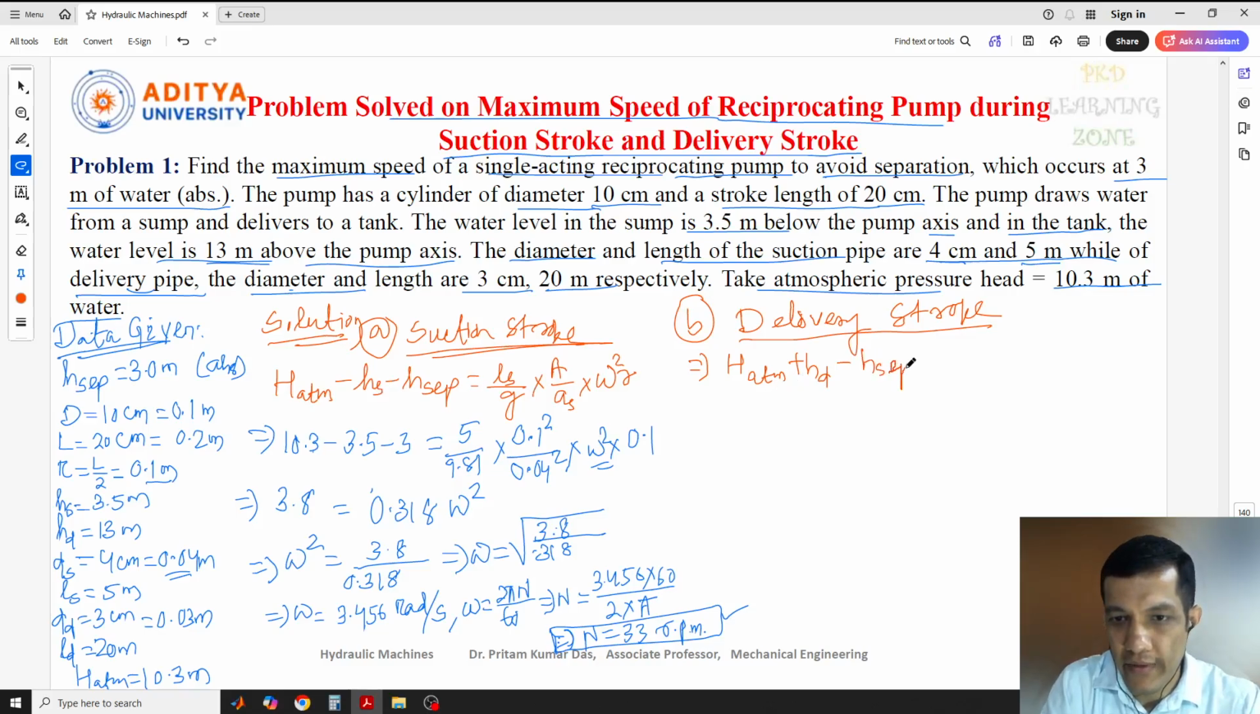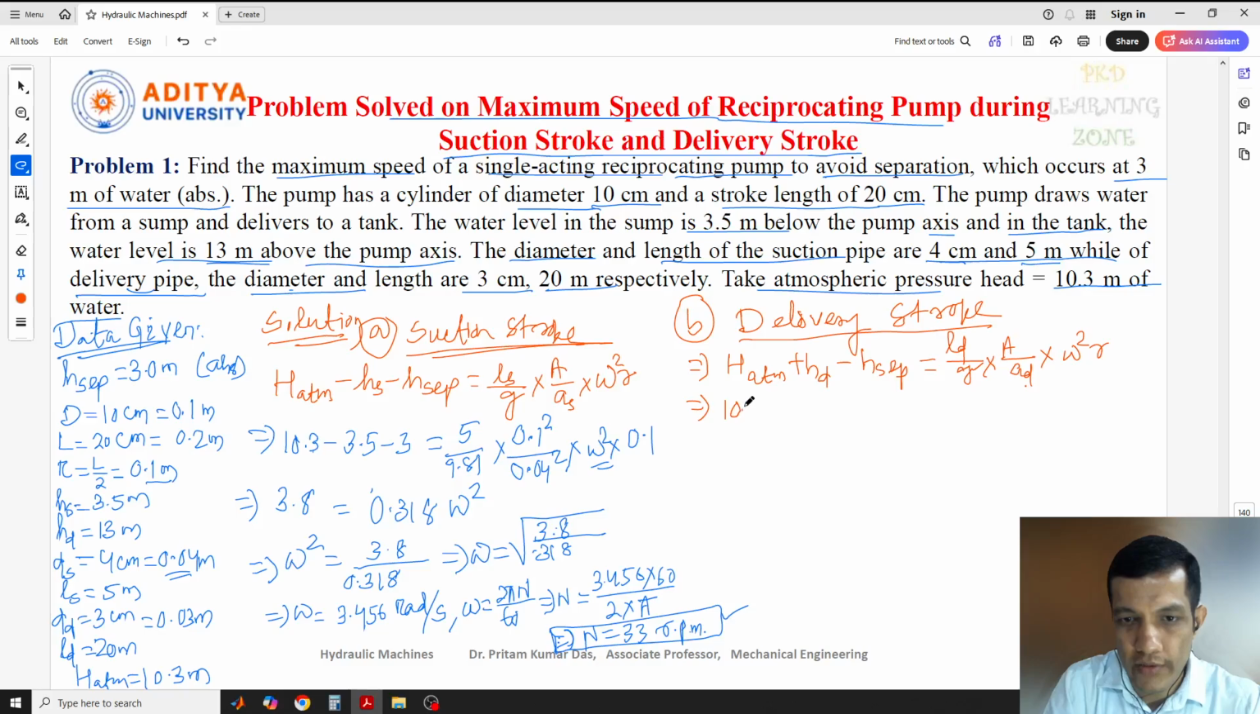This is H separation, and this is L_d. Now on behalf of L_s, you need to write L_d, L_d by g into A by A_d, and on behalf of A_s, A_d into omega square R. In a similar way, again we need to write all these values here.